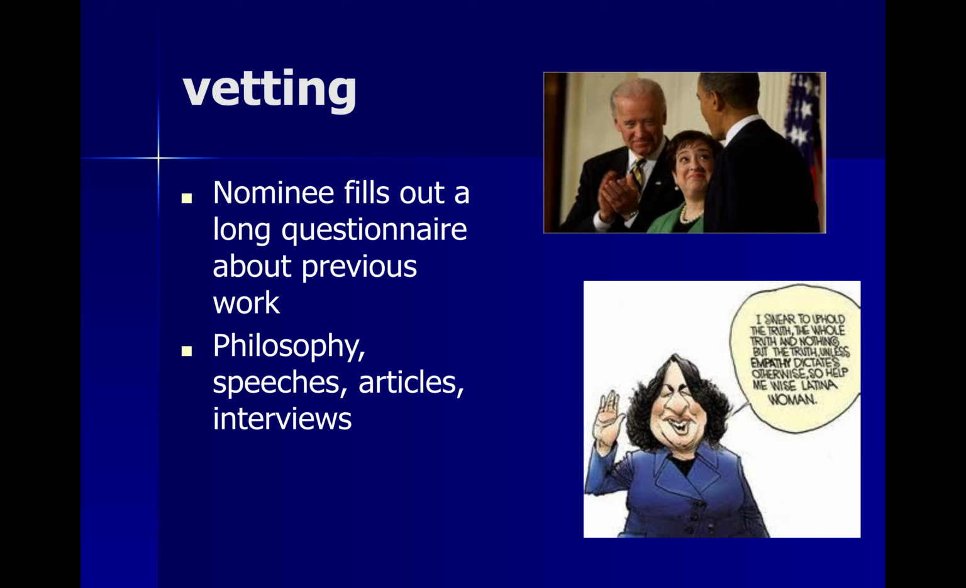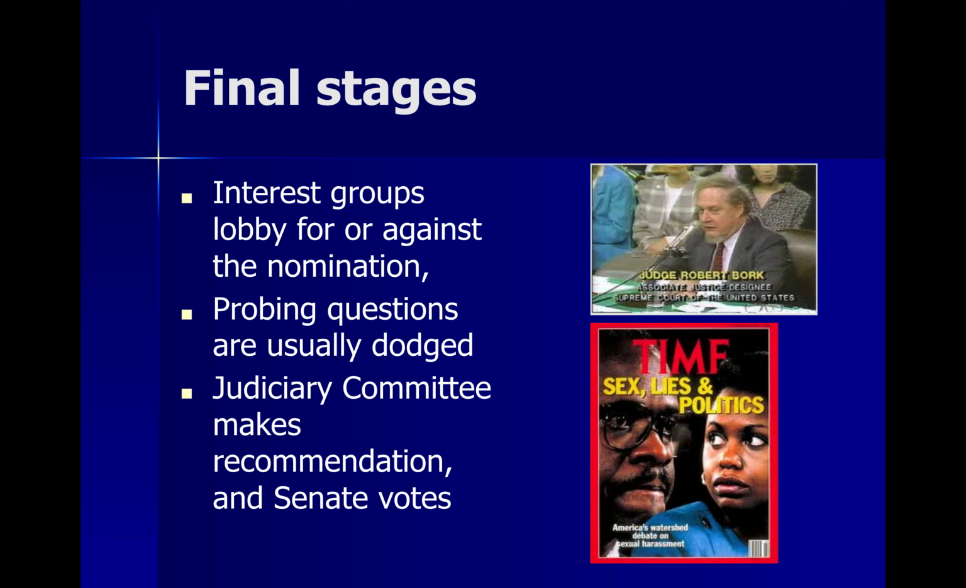Then they get vetted. The nominee fills out a questionnaire. The Senate will look into things they've done in the past: their speeches, articles they've written, what they believe, interviews they've given. Interest groups will lobby for and against the nomination. The Judiciary Committee holds a hearing, and they ask the judges tough questions. The judges tend to dodge the questions.